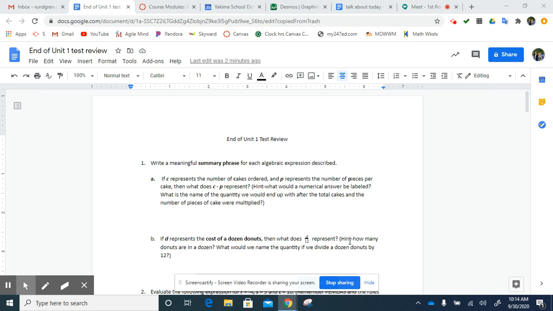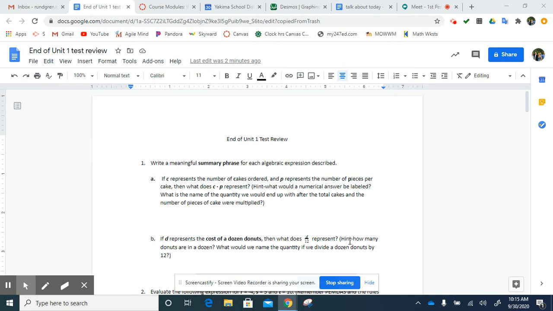Okay, so on your paper, you should have written at the very top "keep these notes" and then the title "End of Unit 1 Test Review." Okay, so for number 1, write a meaningful summary phrase for each algebraic expression described.